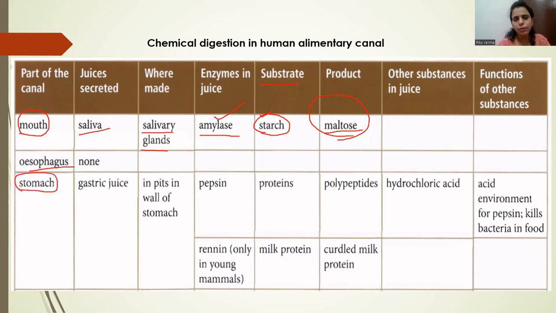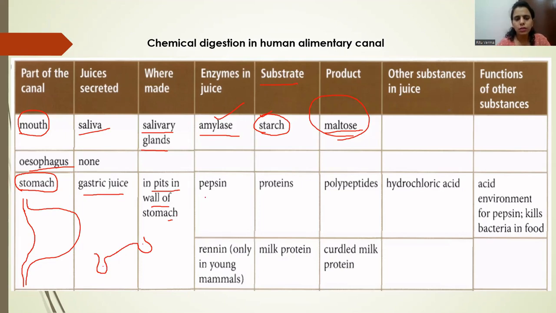The stomach is an important organ because this is a part where food stays for almost 4 to 5 hours, and the stomach is a bag-like organ of the alimentary canal. In the stomach, the juice secreted is called gastric juice. Where is gastric juice made? Gastric juice is made in the pits in the wall of the stomach. In the wall of the stomach, we have different cells, and we also have certain pits like this. Inside these pits, cells are present which secrete gastric juice.